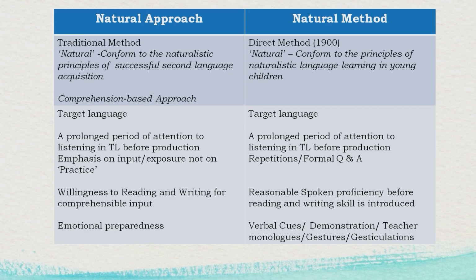For example, in the natural method you would find they were very reluctant to introduce reading and writing skills to the students, whereas in the natural approach they used reading and writing material as comprehensible input for the learners. Apart from that, the natural method used a lot of verbal cues, demonstration, teacher monologues, gestures and gesticulations, whereas that was not found in the natural approach because it was more to do with improving the communicative competence of the learners.